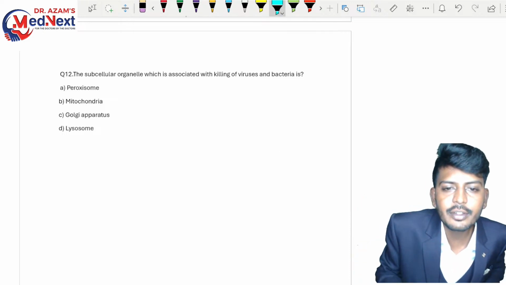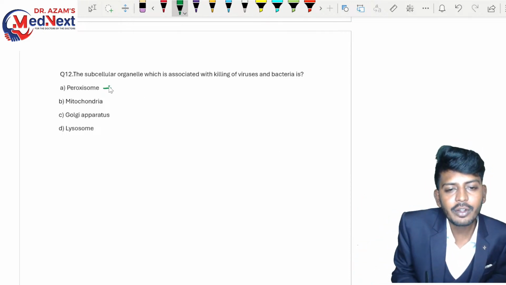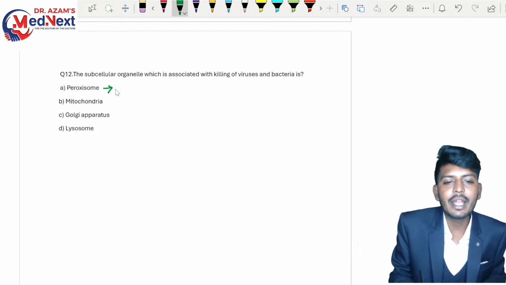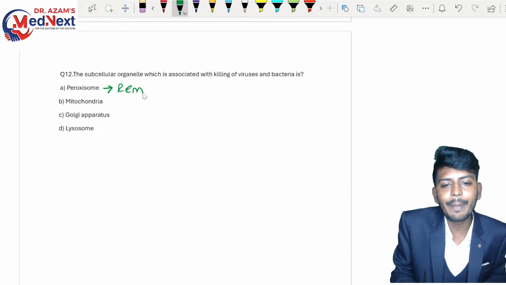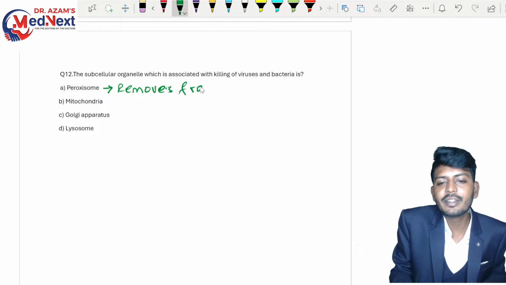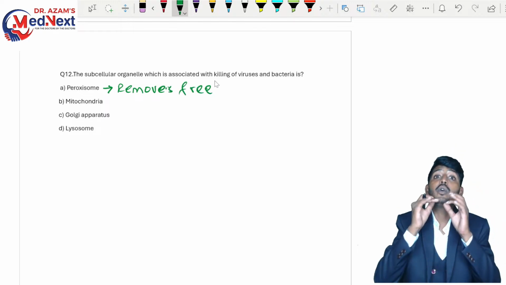देखते हैं peroxisome का function क्या है. Peroxisome basically removes free radicals. Peroxisomes help in removing free radicals. Free oxygen species होते हैं ना, वो danger होते हैं.